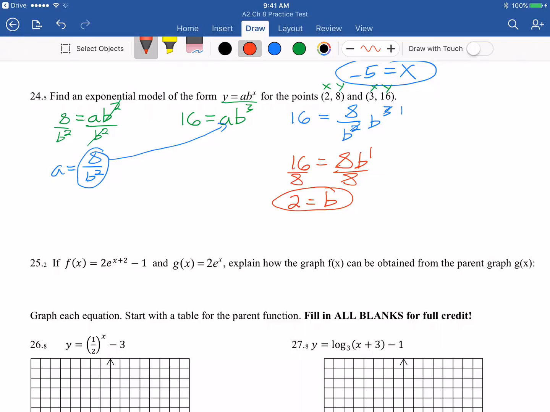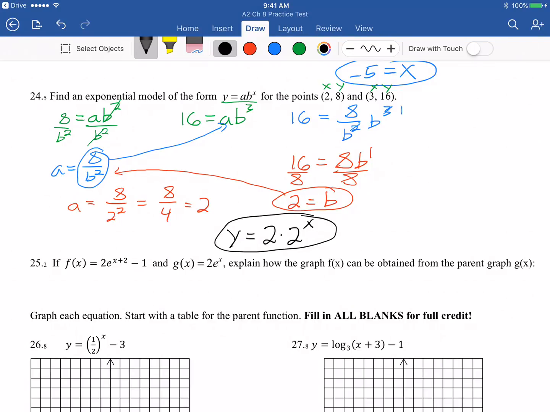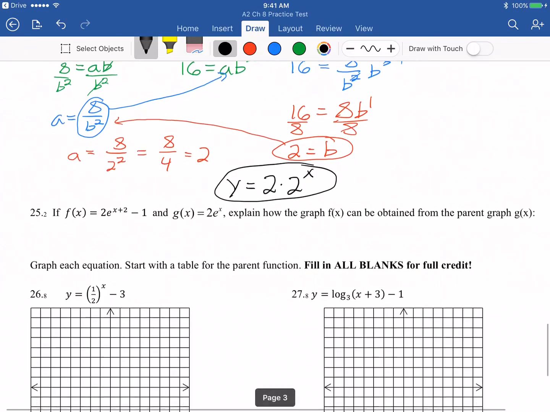All right, now going through and solving this, I have to find out what my a is. So I'm going to take my b and plug that into this equation over here. So I get that a equals 8 over my 2 squared. So that's going to be 8 over 4, which means that a is equal to 2. So both these guys are equal to 2. So my final answer should be y is equal to 2 times 2 to the x. All right, final one there.